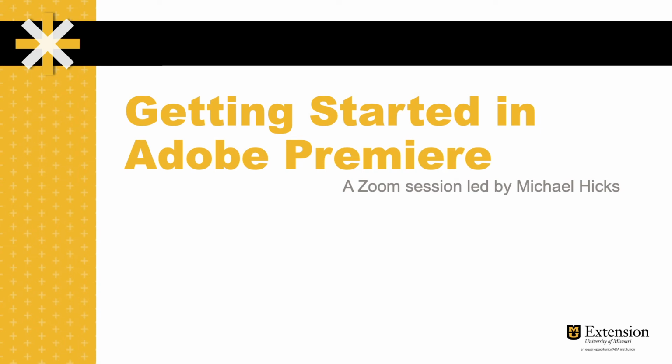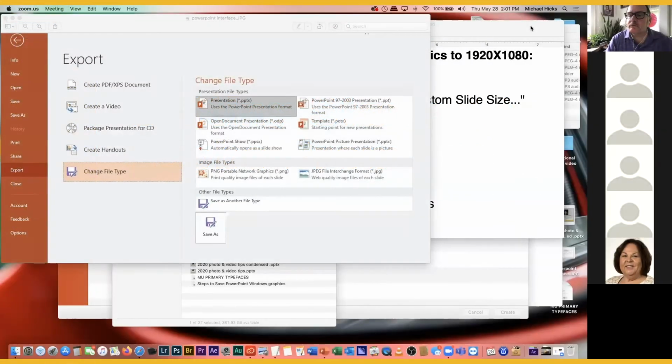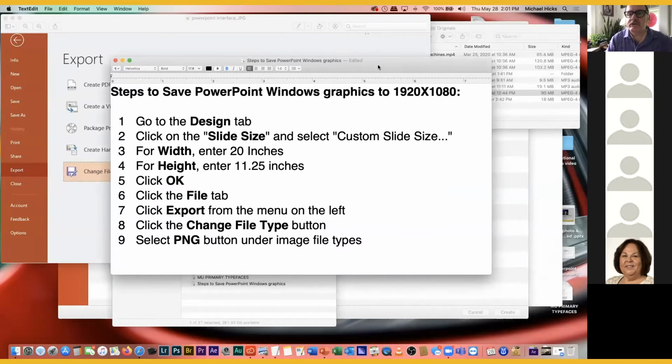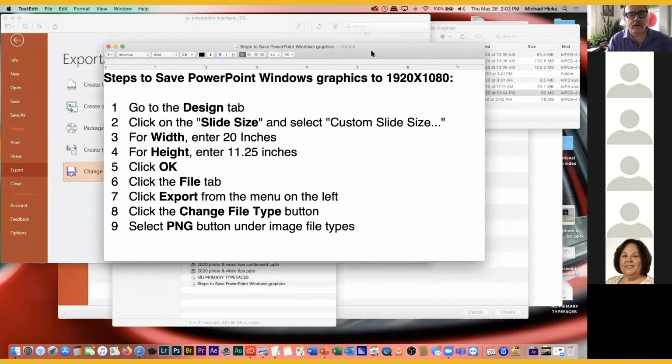I'll share my screen. Okay, the first thing you probably need to know how to do is to save a graphic from PowerPoint that you can use in Adobe. This process used to be very simple, and they've made it a lot more complicated. I just found out earlier this week. So here are the new steps to do that. Can everyone see those on my screen?